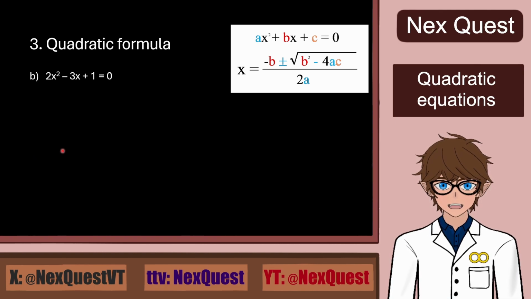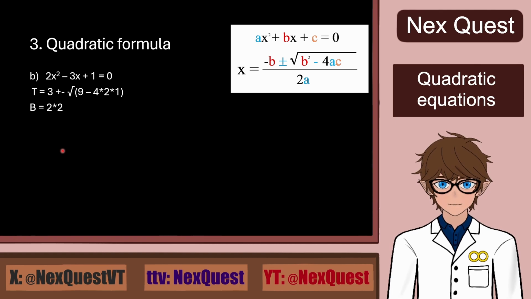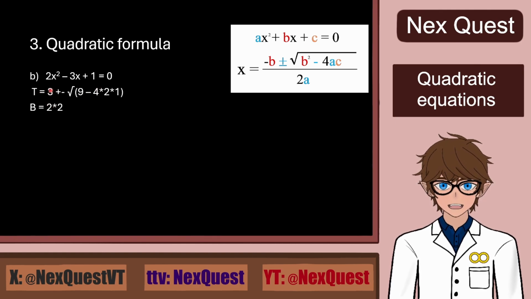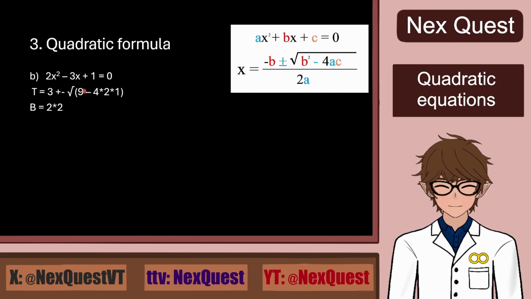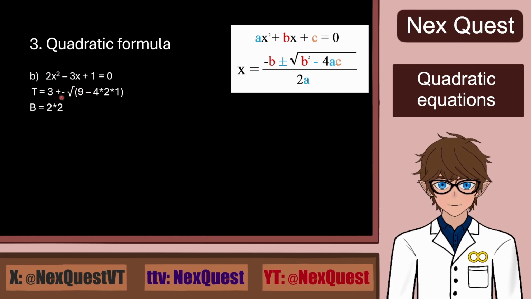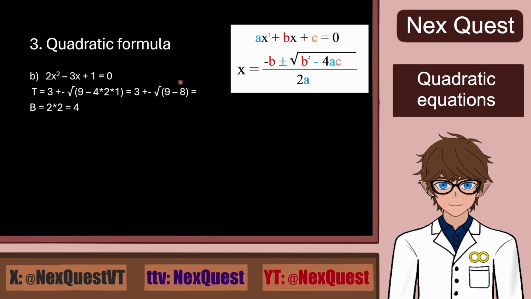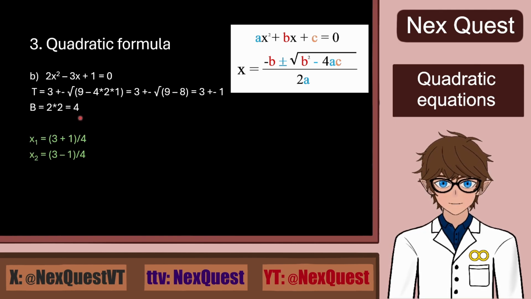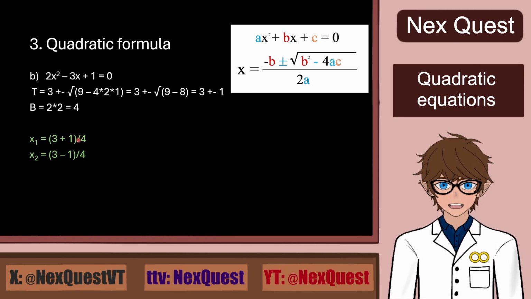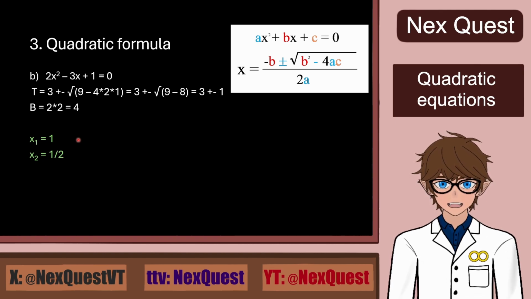As for example B, we have 2x squared minus 3x plus 1. We insert the numbers for top and bottom. Minus 3 becomes plus 3, plus minus the square root of 9 minus 4 times 2 times 1. The bottom of the fraction is 2 times 2. We get 3 plus minus, again, the square root of 1. We get 3 plus minus 1 divided by 4. 3 plus 1 divided by 4, and 3 minus 1 divided by 4. 4 fourths, 2 fourths: 1 and 1 half.